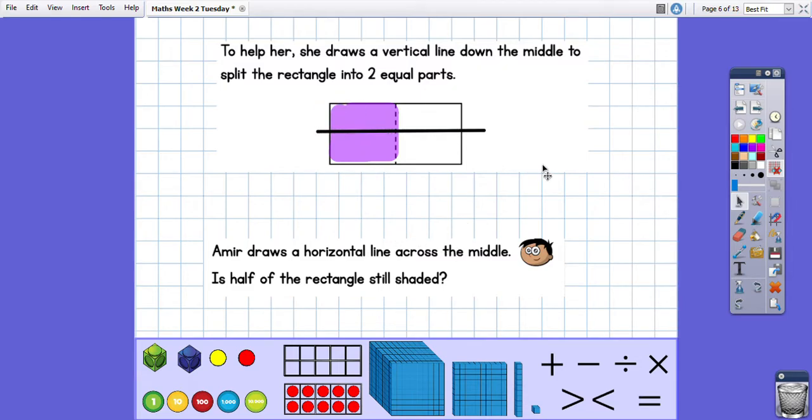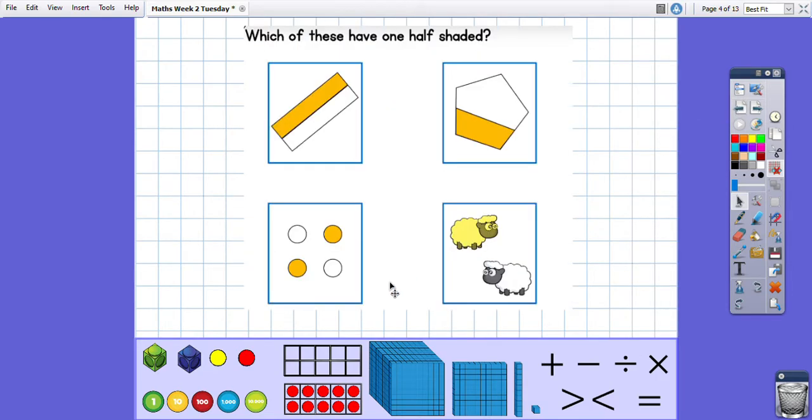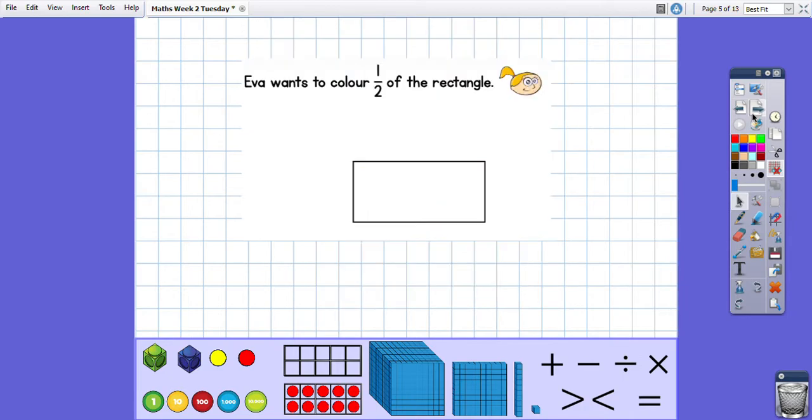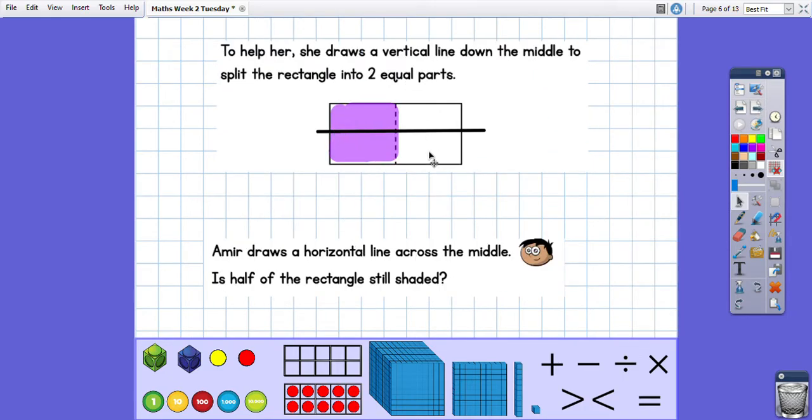Is half of the rectangle still shaded? It is, because the amount of the rectangle hasn't changed. He has now just got 4 parts to look at instead of 2. A bit like when we looked at our counters. 2 out of the 4 were shaded. 2 out of the 4 parts of my rectangle are shaded. So half of it is still shaded.